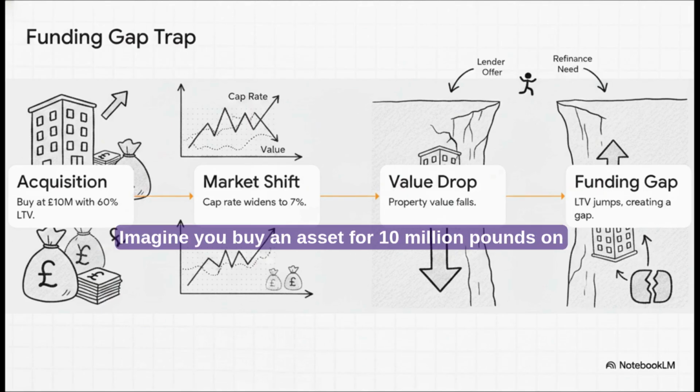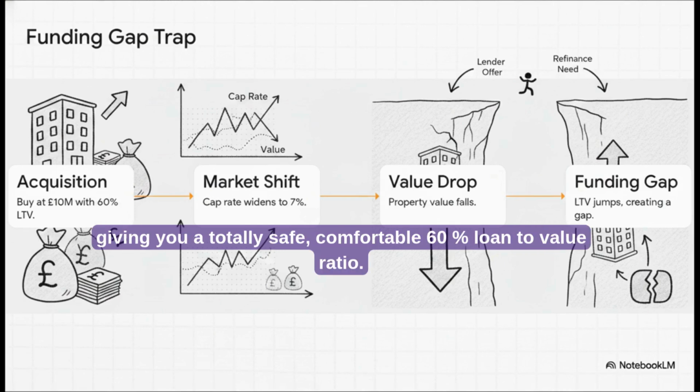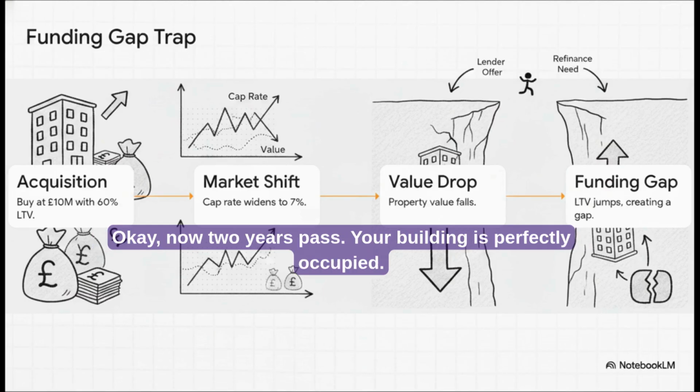Imagine you buy an asset for £10 million on 600 grand of NOI. That's your 6% cap rate. You finance it with £6 million of senior debt, giving you a totally safe, comfortable 60% loan-to-value ratio. Okay, now 2 years pass.